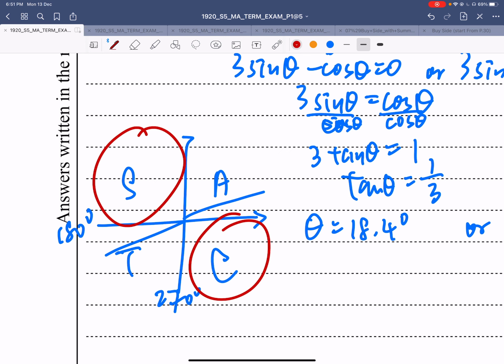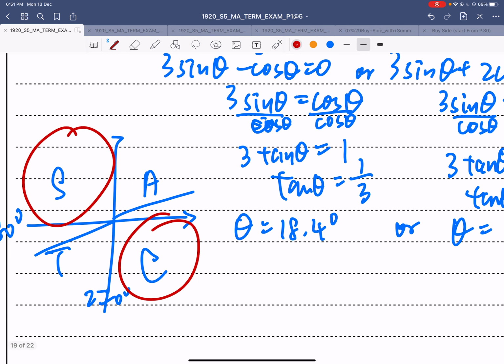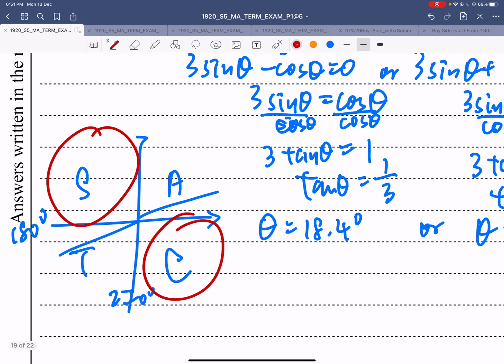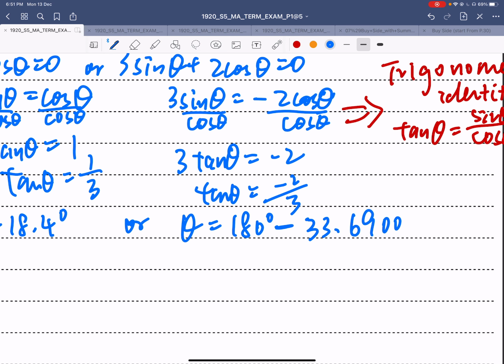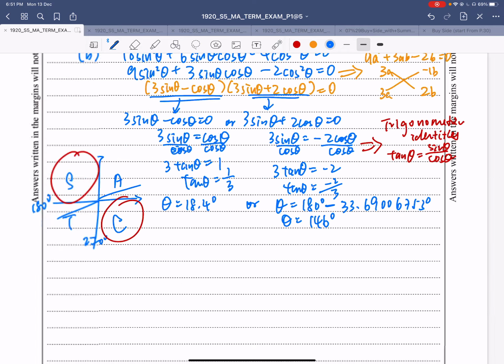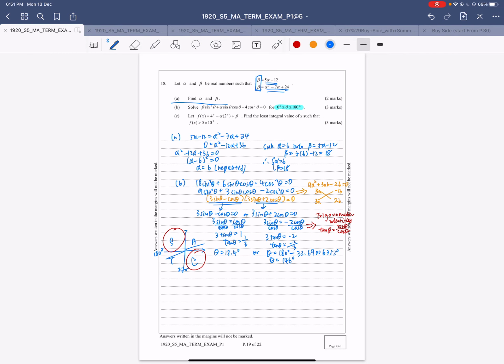So the value lying on the C area should be rejected. So the value of theta should be equal to 180 degrees minus 33.69063. So the answer should be equal to 164 degrees, correct to 3 significant figures. Okay, this is the solution of the theta.